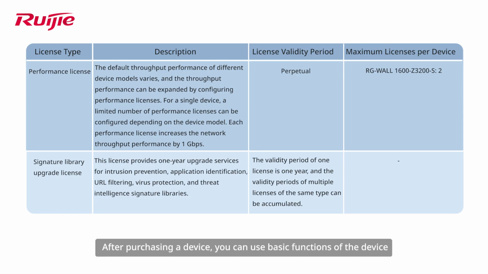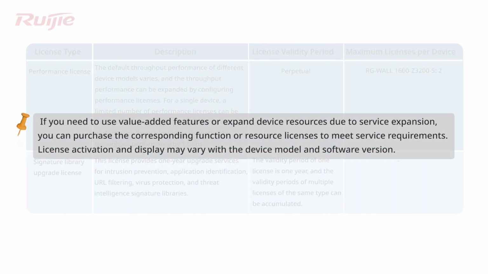After purchasing a device, you can use basic functions of the device. If you need to use value-added features or expand device resources due to service expansion, you can purchase the corresponding function or resource licenses to meet service requirements. License activation and display may vary with the device model and software version.